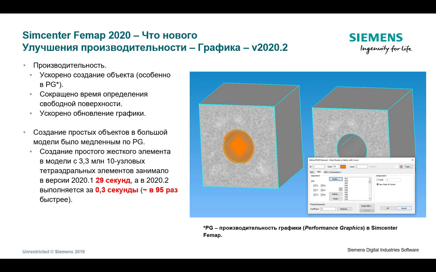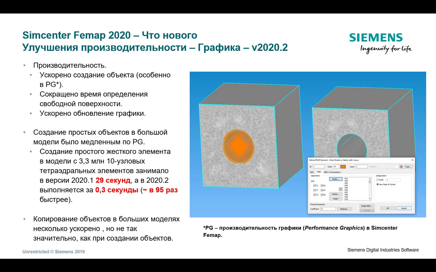For example, if you're creating a single entity, in this case a rigid element, in this model that has 3.3 million 10-noded tetrahedral elements, this took 29 seconds in 2020.1, but now takes 0.3 seconds in 2020.2, so almost a 95 times speed improvement. Now, what you will see also, because of the same work that we did for creation of entities, is you'll see some improvement to copy an entity in large models. It just won't be as significant as during the creation process.